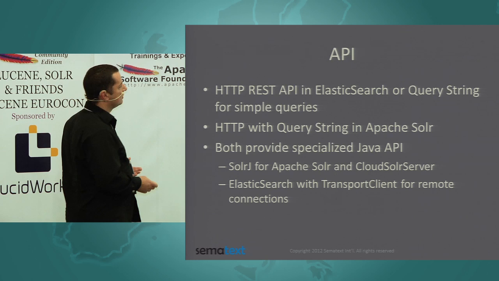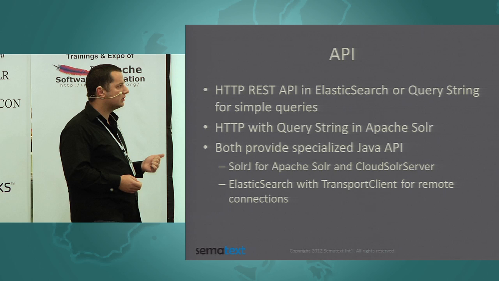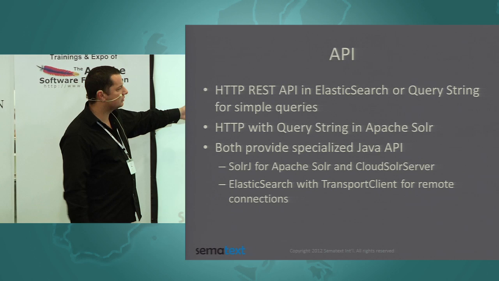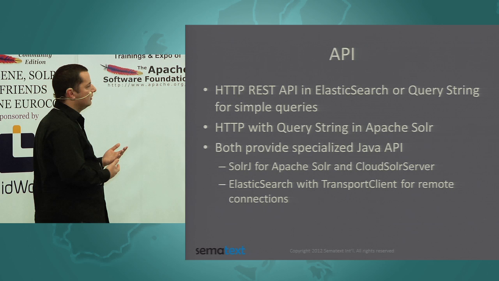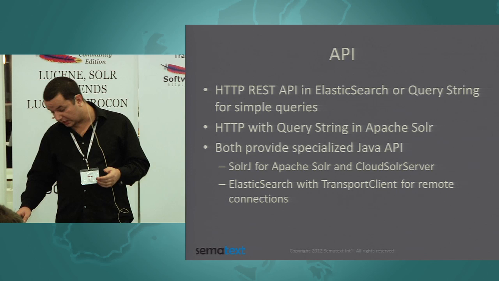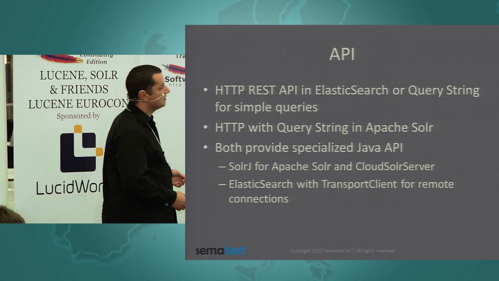In SolrJ, for SolrCloud, you should use the CloudSolrServer, which talks to Zookeeper and is quite nice, because it knows which node to send the data to. And in Elasticsearch, for remote connections, you use the transport client, and you also have the client library. It's basically almost full Elasticsearch that is instantiated when you start the transport client. But for now, at least, it's needed. Work is being done by some people to allow a bit of abstraction for the transport client.